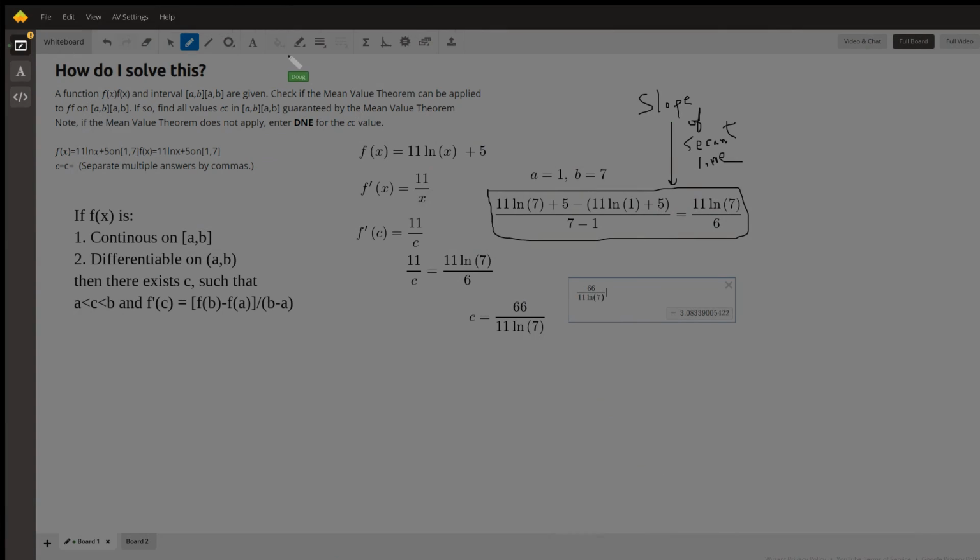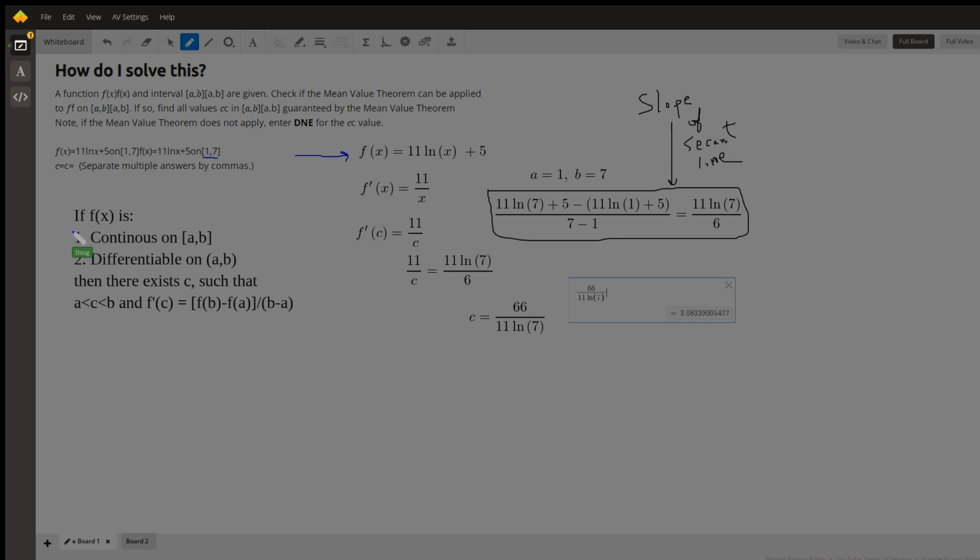Okay, you're given this function right here. Ask if it satisfies the criteria for applying the mean value theorem on the closed interval from 1 to 7. And if it does, find the value of c that satisfies the mean value theorem.